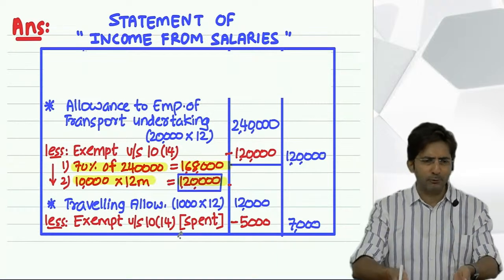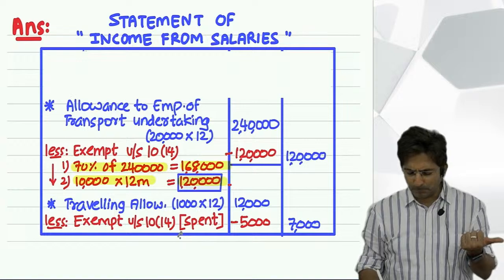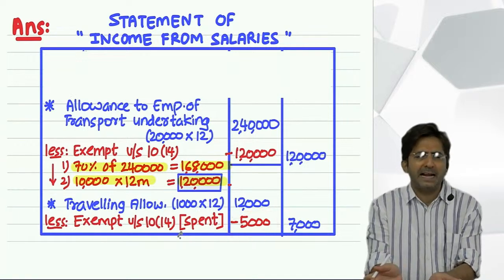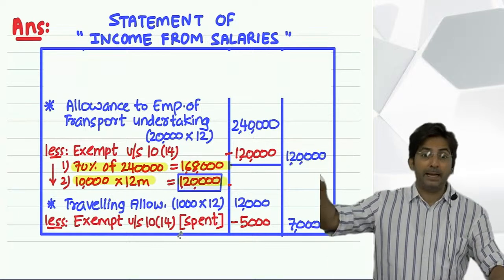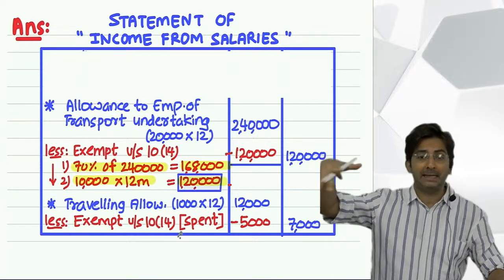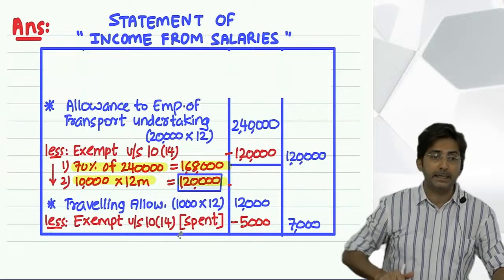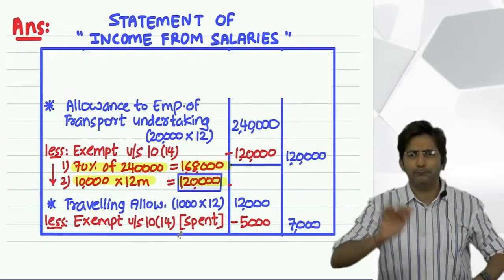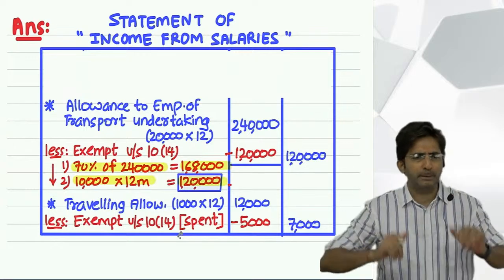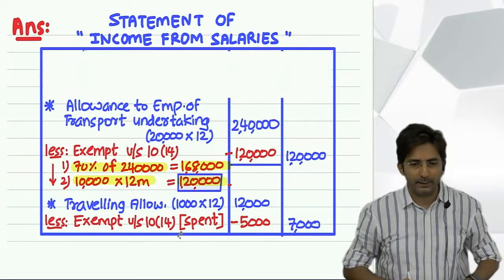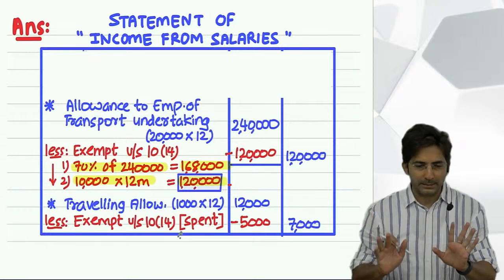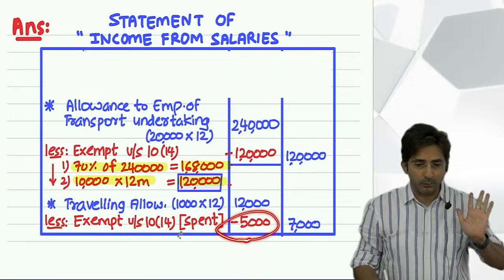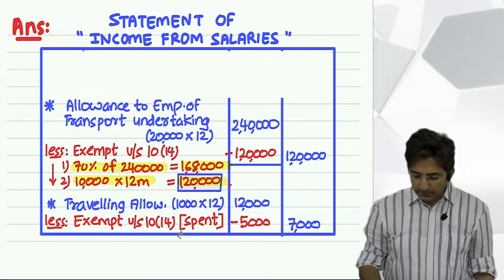If in the question they have said he has spent 5000, you minus 5000. You should not act over smart. Yes, in real life, if you get some client as a chartered accountant, and he says, no, I have spent only 5000, then you act over smart. Don't say 5000. Say fully spent, so that there is no tax. But that is in real life. In the exam, honestly, you write whatever is spent in the question. So this was traveling allowance.